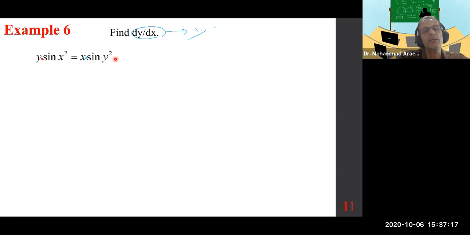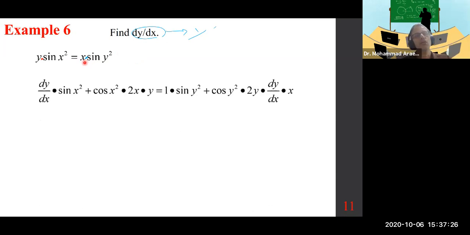The derivative of y squared is what? 2y y prime times x by the product. So notice what we get. Let's go over it one more time. y gives you dy dx times sine x squared. Sine x squared gives you cosine x squared times 2x. You're multiplying it by y by the product rule. This y is by the product rule.